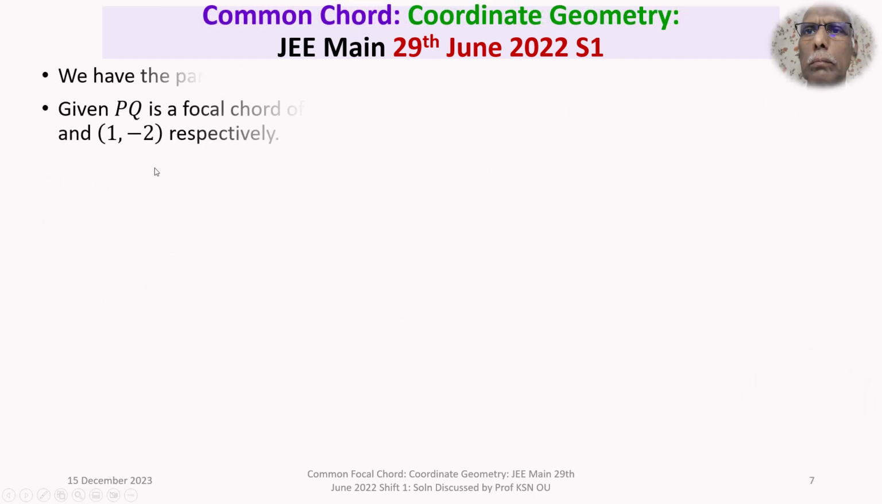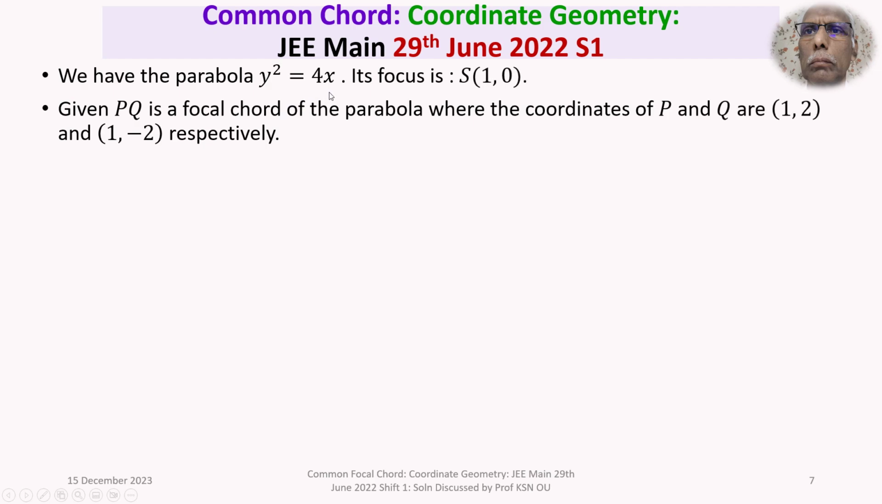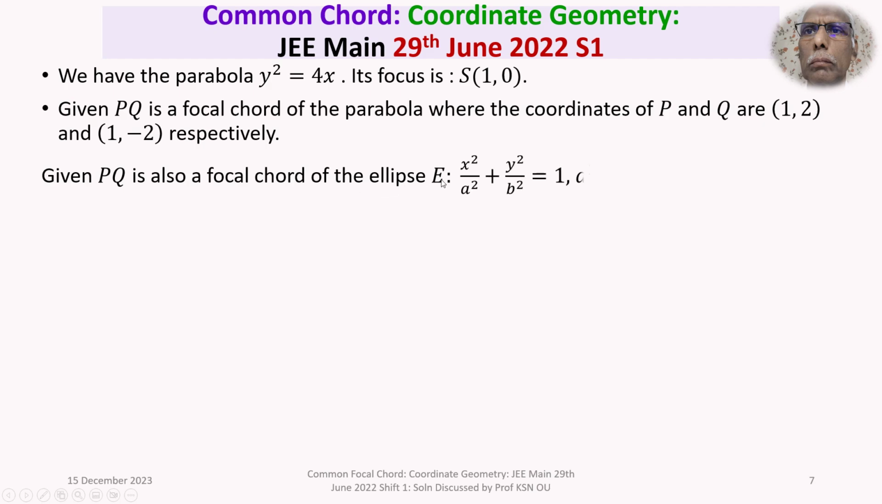So the story so far is we have the parabola y square is equal to 4ax and its focus is S at (1, 0). And the coordinates of P and Q we have obtained as (1, 2) and (1, -2). Now it is given PQ is also a focal chord of the ellipse E, whose equation is x square by a square plus y square by b square is equal to 1, where a square is greater than b square.